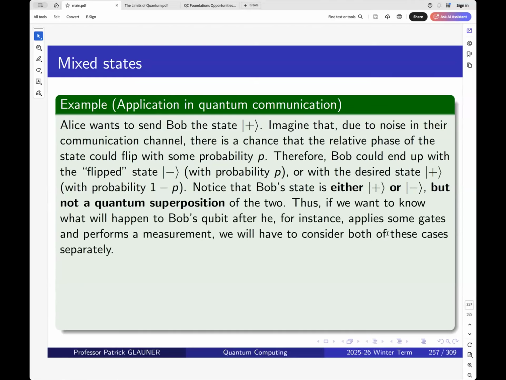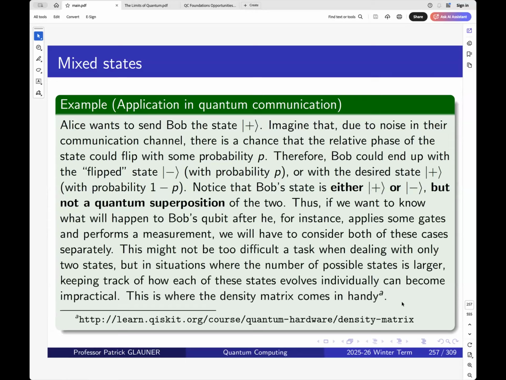And if we want to know what will happen to Bob's qubit after, for example, he applies some gates and performs a measurement, we have to consider both of these cases separately. And this is where the mixed states or the density matrix come into play to describe that kind of setting.